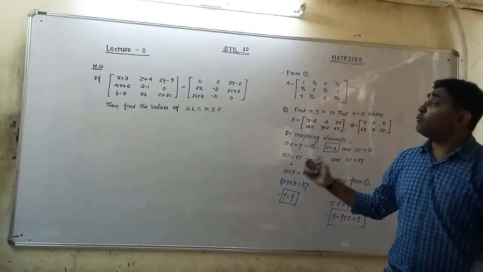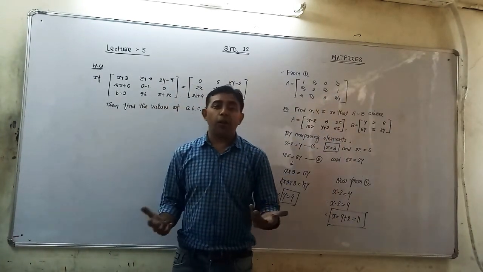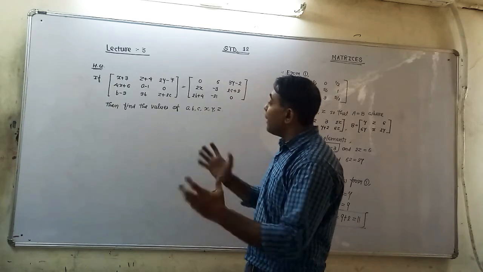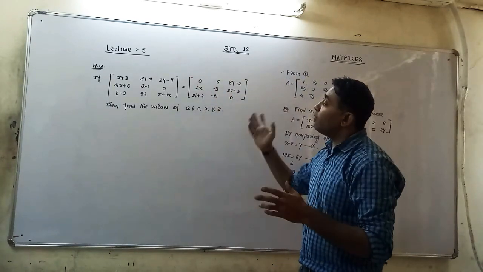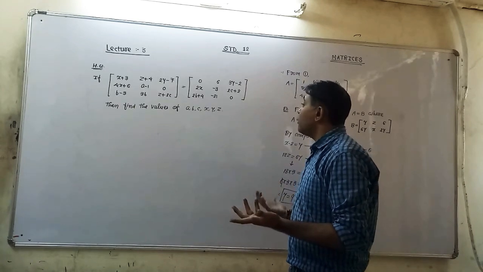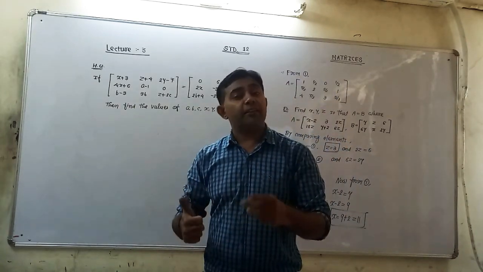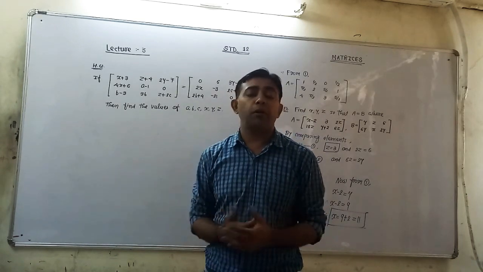This is the beauty of equality of two matrices. I think you can easily solve it now. It's very simple. Just compare the elements and you can find all the values easily. So these are the relevant questions related to the topic. The topic is also complete, and this first exercise in your textbook you can solve now easily.